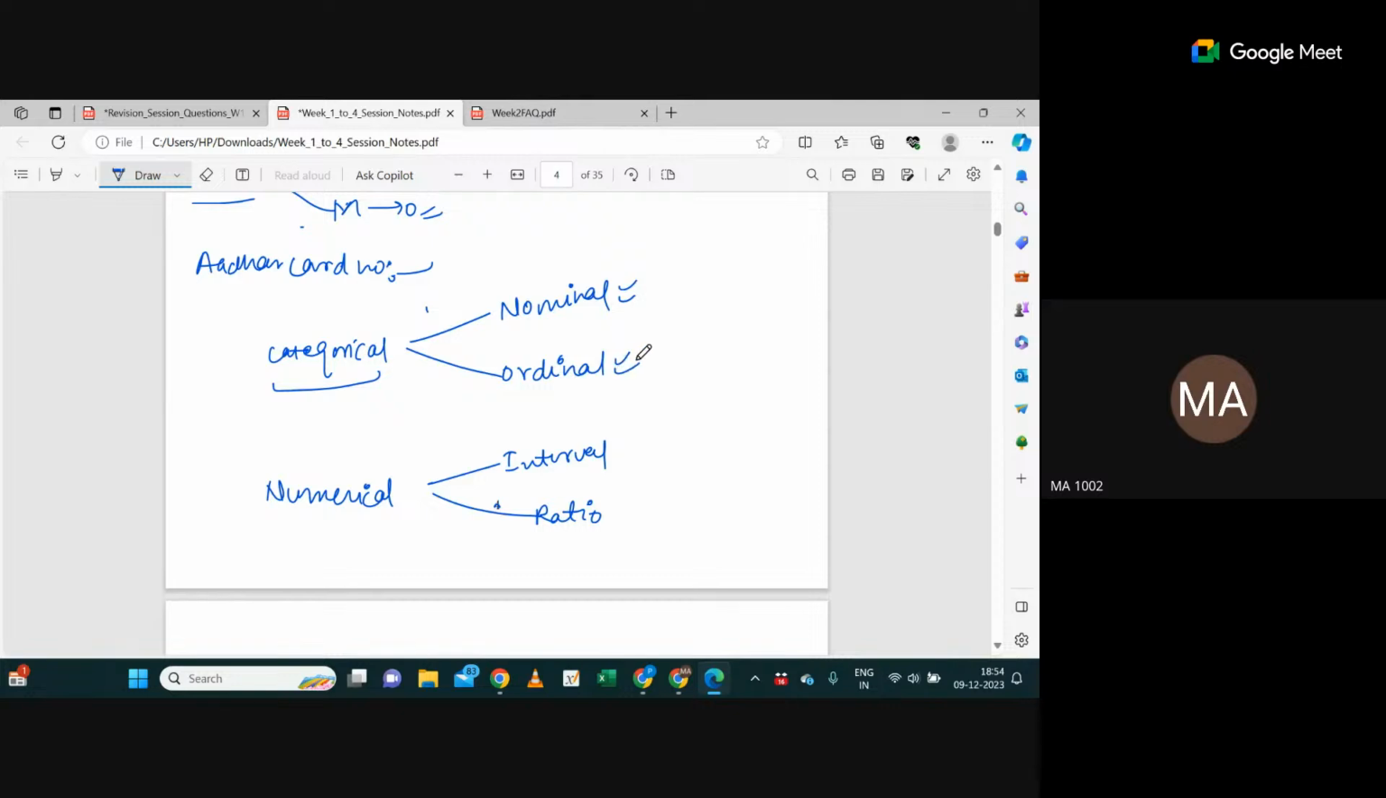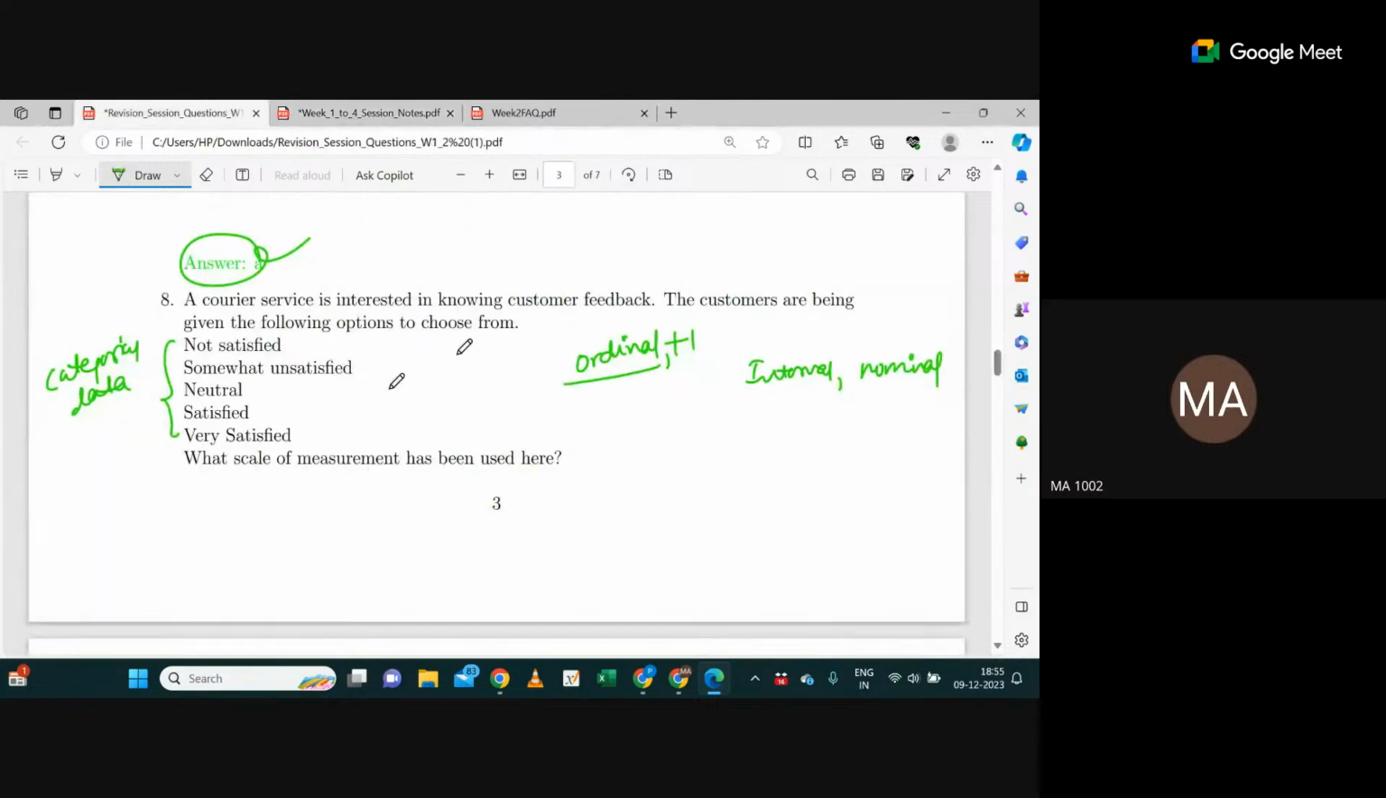Nominal scale of measurement is used when there is only labeling. We cannot think about any kind of order between the categories. Ordinal has labeling as well as ordering; I can order the data set. For example, here, tell me whether customer feedback is categorical or numerical first of all? Categorical, right? You can't perform any meaningful mathematical operation.